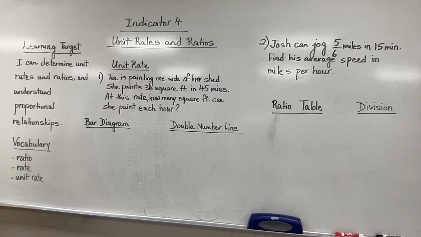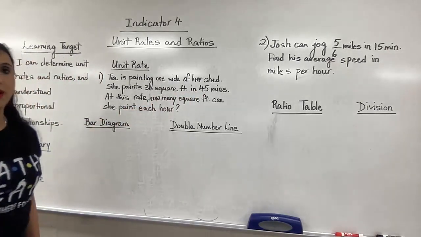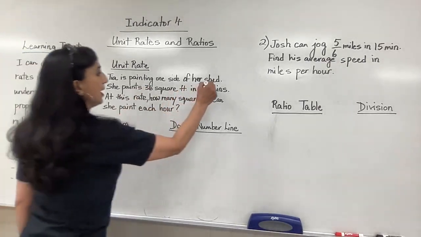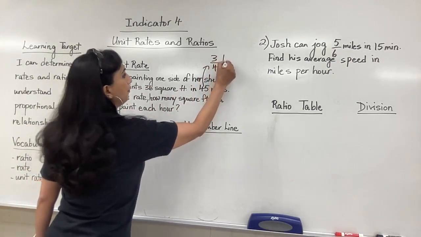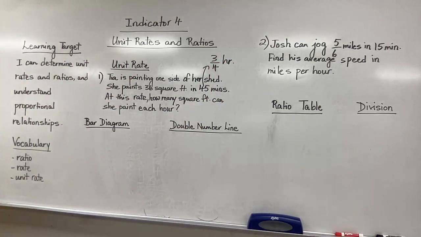So Tia's rate is what? It is 36 square feet per 3/4 hour, because this is 45 minutes, and as I said, we have four 15 minutes. So 45 minutes can be written as 3/4 of an hour. All right. So you're going to find the unit rate over here, the number of square feet she can paint in 1 hour. That's what we are trying to find.